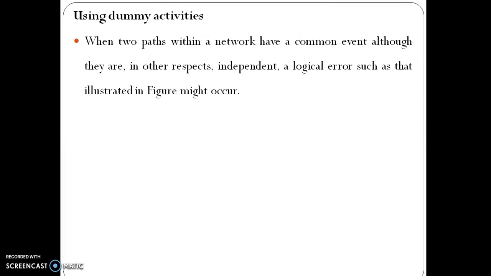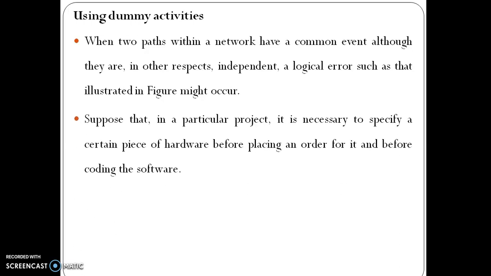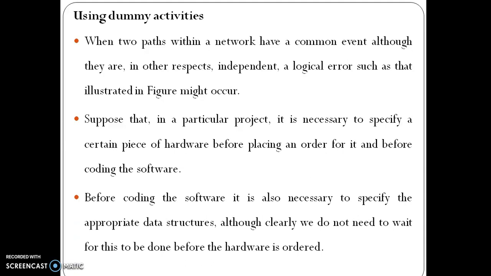Using dummy activities. When two paths within a network have a common event, although they are in other respects independent, logical errors such as that illustrated in the figure might occur. Suppose that in a particular project, it is necessary to specify a certain piece of hardware before placing an order for it and before coding the software. Before coding the software, it is necessary to specify the appropriate data structures, although clearly we do not need to wait for this to be done before the hardware is ordered.